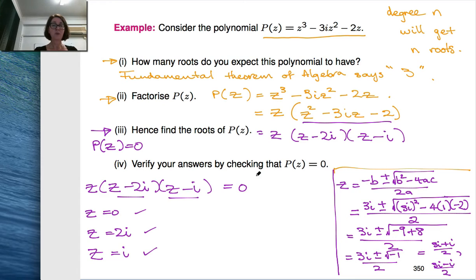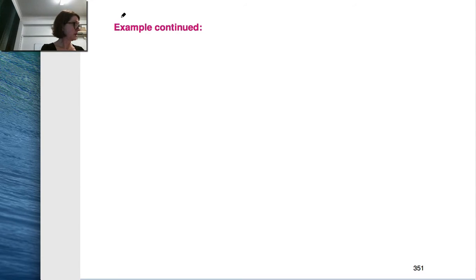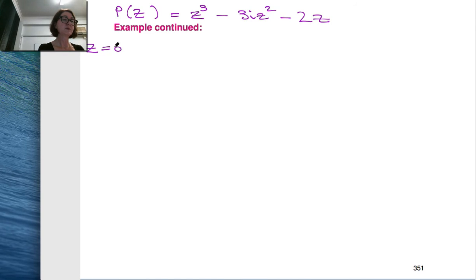In the last part, we want to verify our answer by showing that if I put the Z's back into the polynomial, I actually get 0. So let's do that. So I'll write down the polynomial again. P of Z is equal to Z cubed minus 3i Z squared minus 2Z. And the roots of the polynomial are Z equals 0, Z equals 2i, and Z equals i. So verifying this just means that I have to go through each of those things one at a time and make sure I actually get 0.